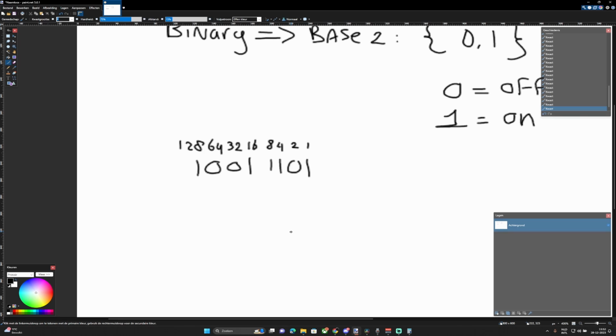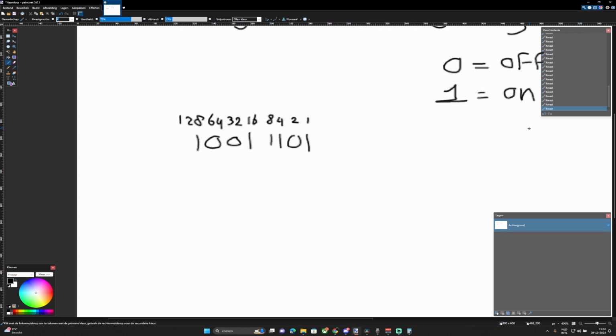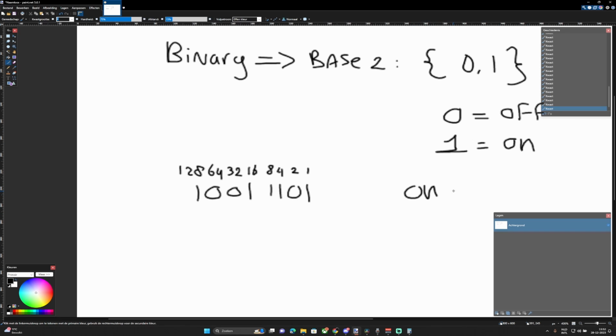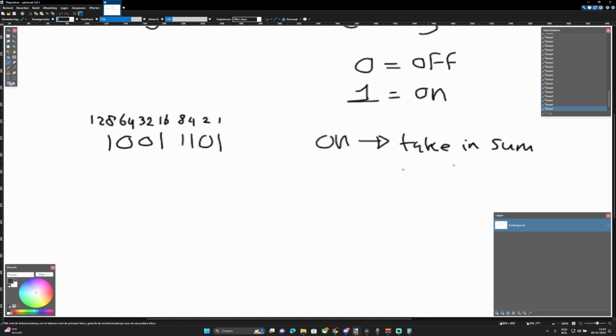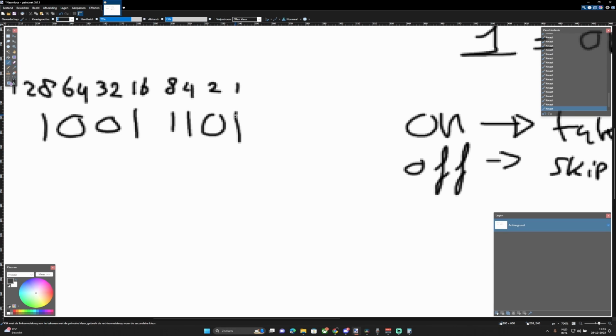All right. And now all we have to do is take a look at this number 1, and we see 1 is on. And basically on means take it in the sum, and off is going to be skip. So what that means, if the number is 1, we would add it to the sum. So we write down 1. And then we add a plus to the left. And we see the second number is 0, so we skip this number 2.